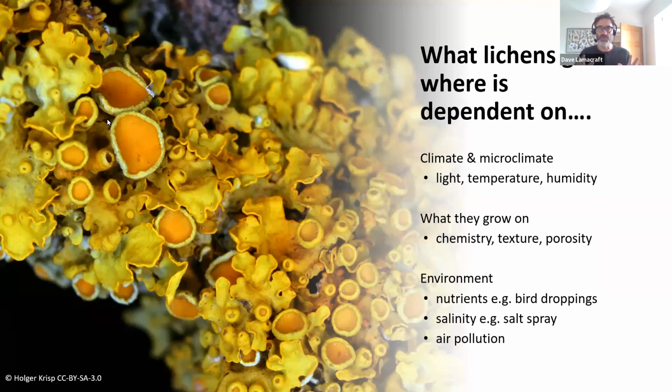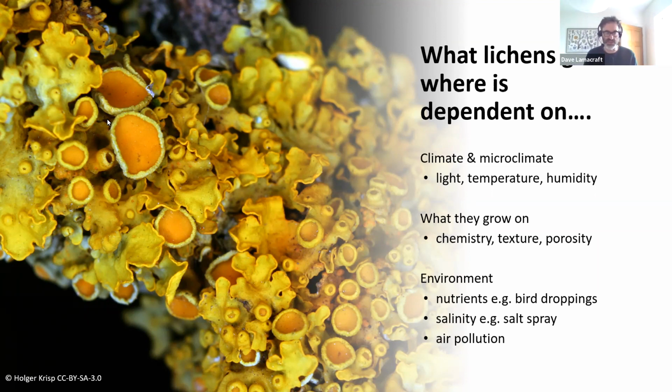And then there are broader environmental things like nutrients especially. You'll get naturally occurring nutrients like bird droppings in seabird colonies, so you get particular communities of lichens associated with these naturally occurring nutrient-rich environments. There are also artificial nutrient-rich environments around manure and that kind of thing. Then there's salinity, salt spray especially: you get whole communities of lichens growing on the seashores because they're adapted to cope with that high level of salinity.